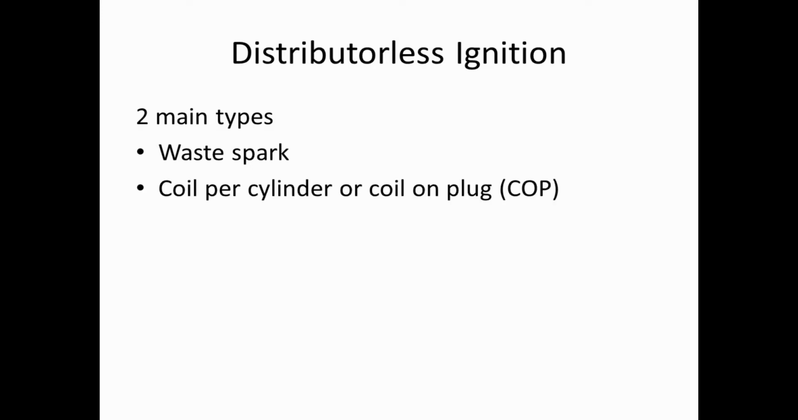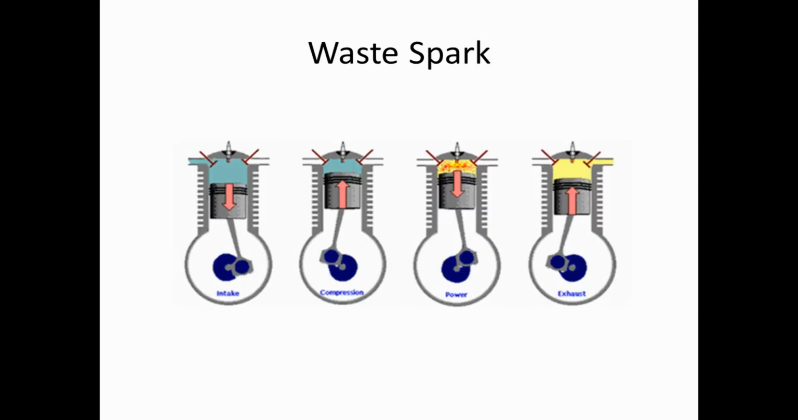So we have two main types. We have our waste spark, which is kind of an older style system. You don't usually see that too much on very late model cars. And coil per cylinder or coil on plug. That's the most common that you see nowadays. Waste spark kind of went the way of the dodo in the mid-2000s, but it definitely is an effective system and it works very well. So we're going to talk about waste spark, which is a little bit more complicated than coil on plug.